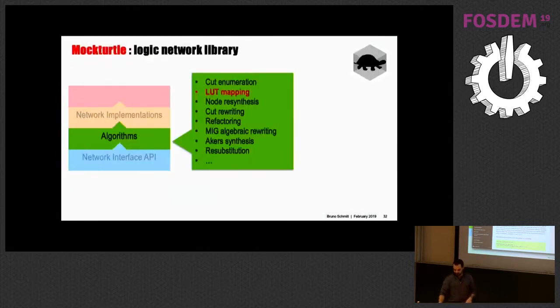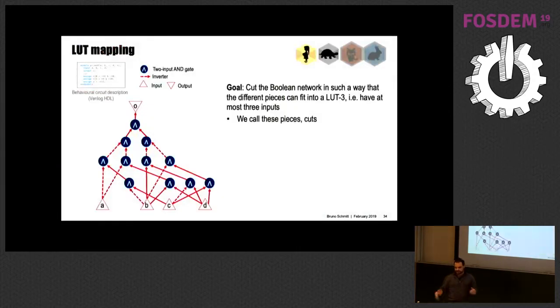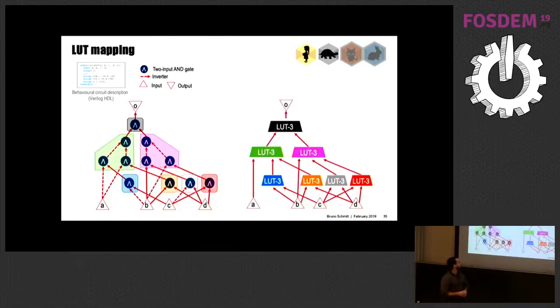So let's begin with the LUT mapping, and basically our goal is to cut our Boolean network in a way that the different pieces can fit into our LUT3 primitive. We call these pieces cuts, so we cut it into cuts. And there are many different ways to do that. So basically we could do it like this, and you see that our resulting LUT network would use seven LUTs. But of course, there are many ways of actually cutting a network.